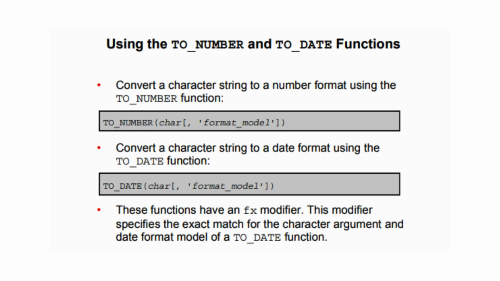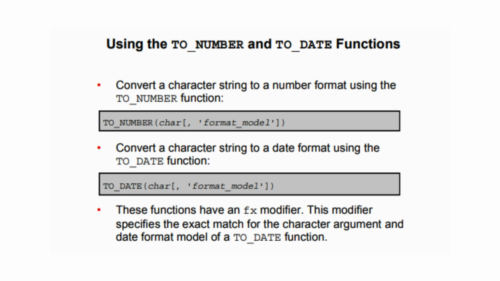You may want to convert a character string to either a number or a date. To accomplish this task, use the TO_NUMBER or TO_DATE functions. The format model that you select is based on the previously demonstrated format elements. The fx modifier specifies the exact match for the character argument and date format model of a TO_DATE function.